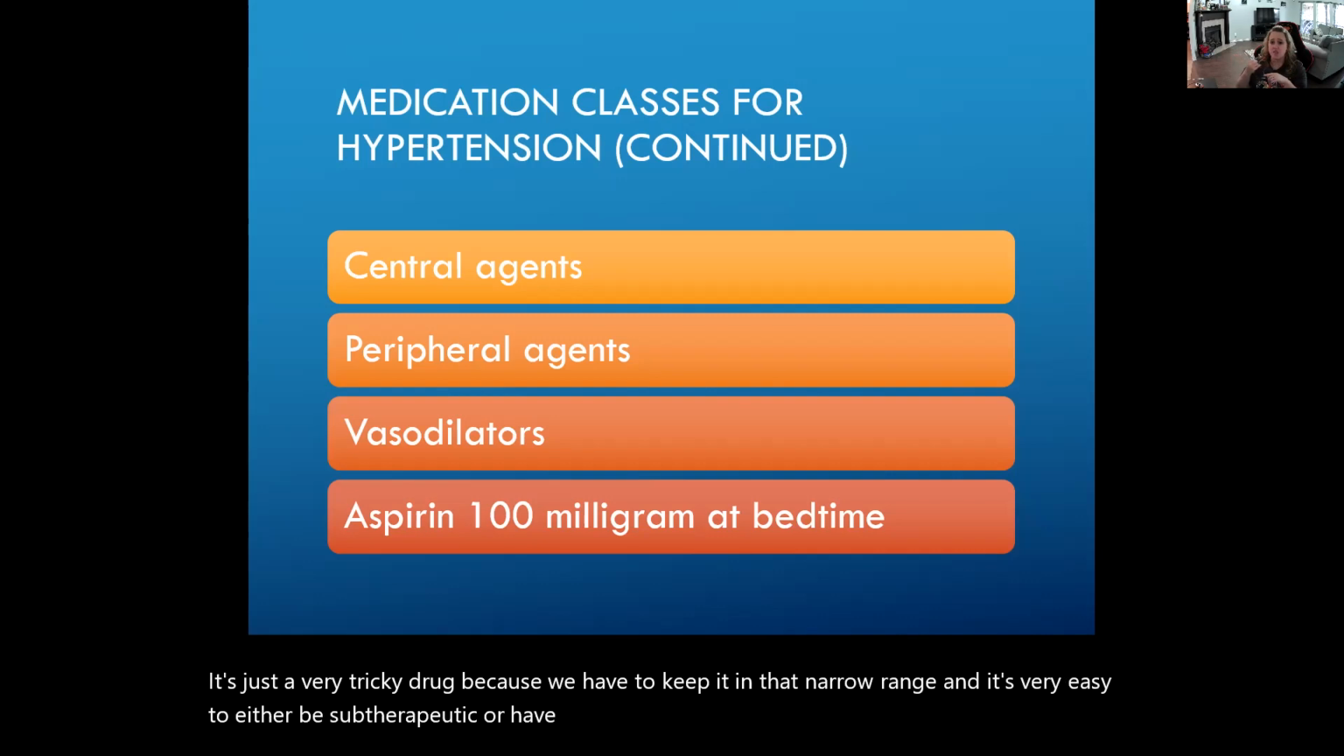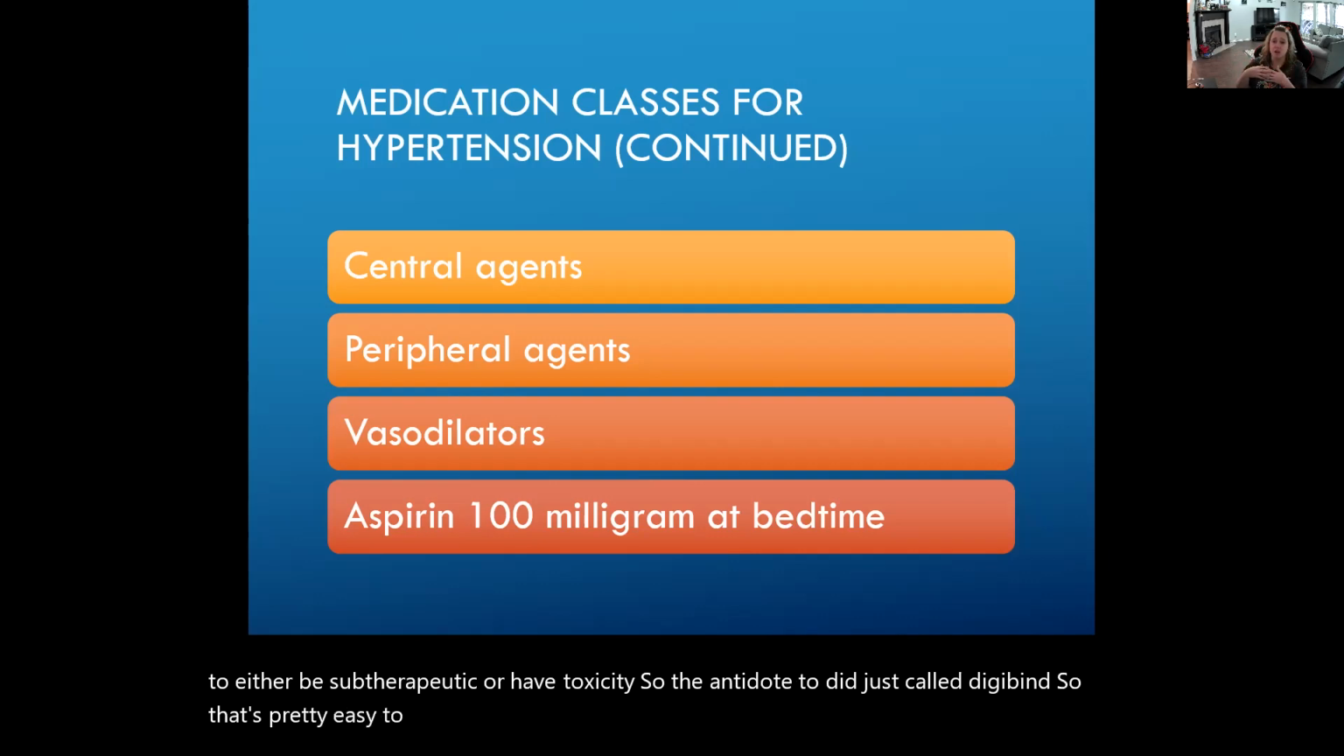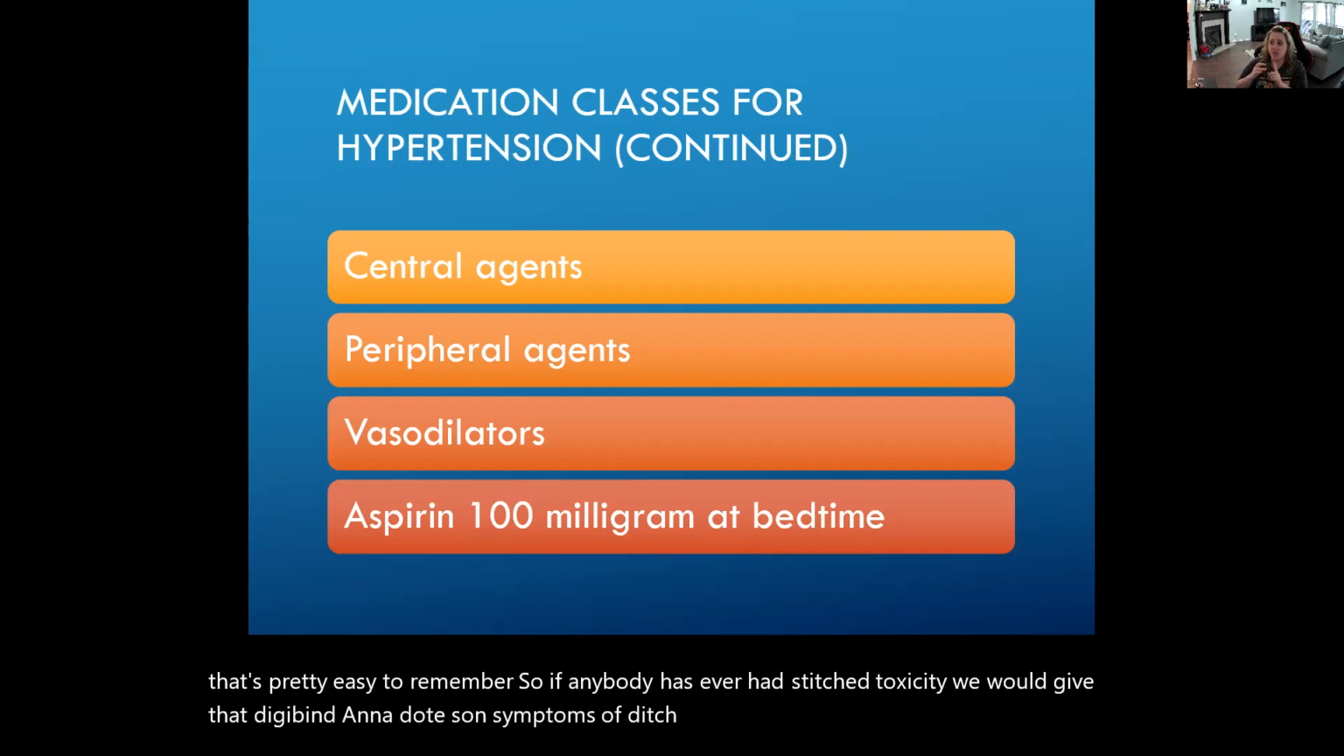So the antidote to dig is called Digibind. So that's pretty easy to remember. If anybody ever has dig toxicity, we would give that Digibind antidote. Signs and symptoms of dig toxicity are nausea, vomiting, and vision changes. So they can see like yellowish green halos.